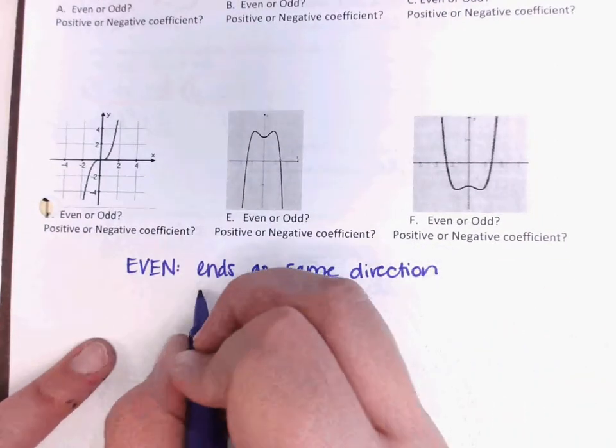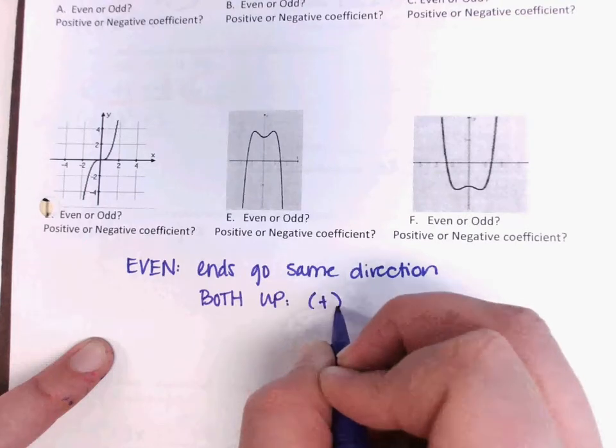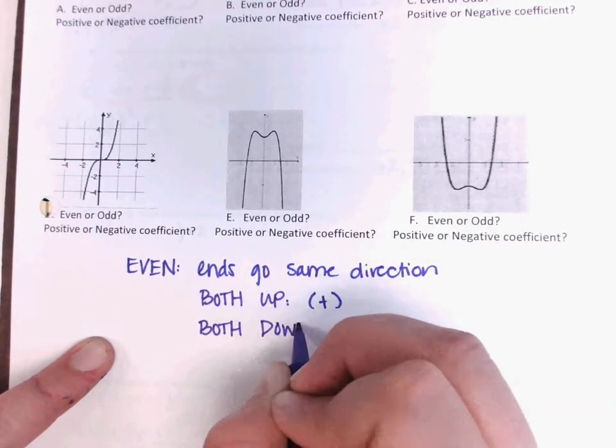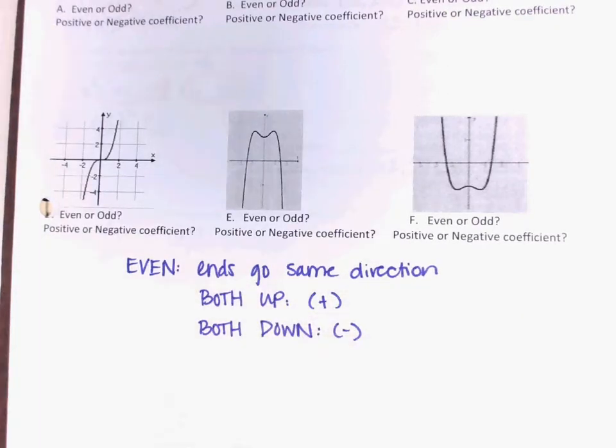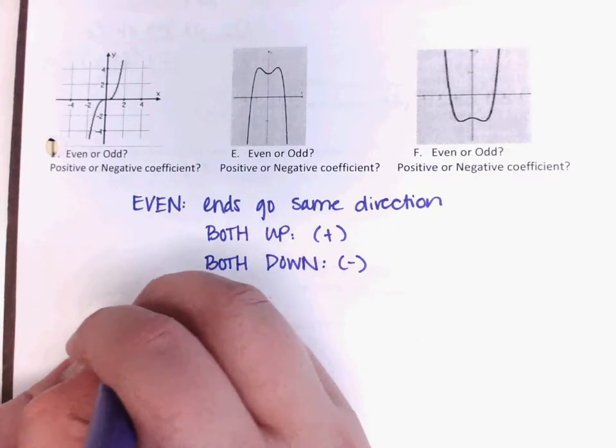If they both go up, then it's positive. If they both go down, then it's negative. Odds, your ends go opposite directions.